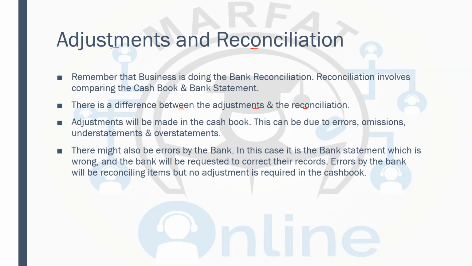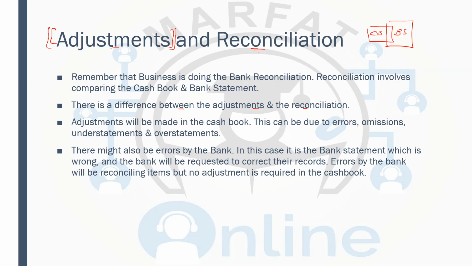This is the reconciliation. The reconciliation involves comparing two documents, comparing the cash book with the bank statement. See which of the items are shown within the bank statement and not in the cash book. See which of the balances are shown in the cash book but not in the bank statement. This is all about reconciliation. But the adjustments are being made within the cash book. You cannot change the bank statement by yourself.